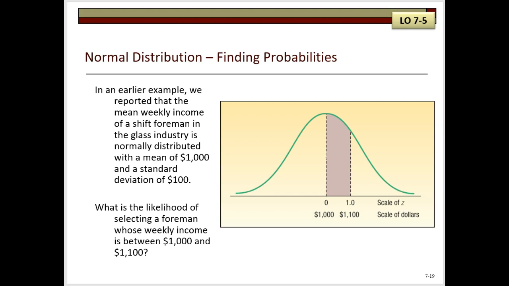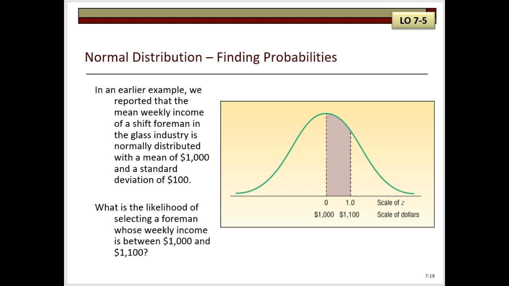Here's another example illustrating how to find probabilities for a normal distribution. Suppose now we randomly select one foreman. What's the likelihood of selecting a foreman whose weekly income is between $1,000 and $1,100? The figure on the slide illustrates where the two random numbers are.